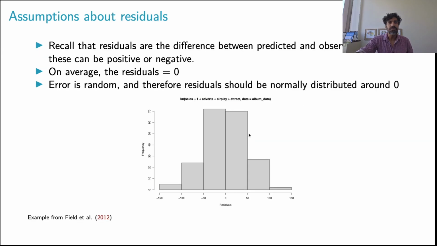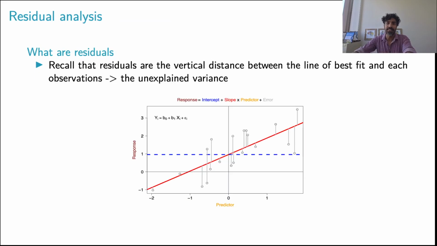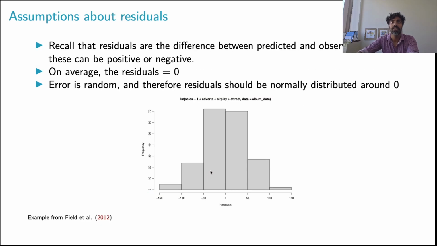And so what are some assumptions about residuals? Recall, residuals are the difference between the predicted and observed scores. That's all this is, right? So here are our observed scores in these dots, and this is our predicted score on the red line. The difference between them, when you total them all up, is our residuals. And they can be positive or negative. So when we're looking at the distribution of residuals, on average they should equal 0, because error is random, and therefore residuals should be normally distributed around 0.